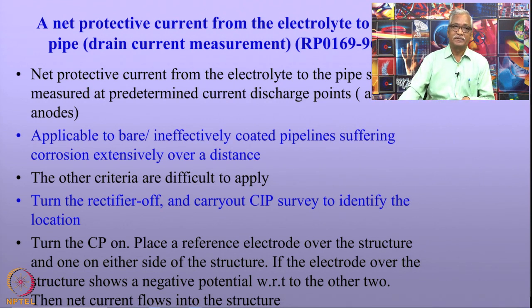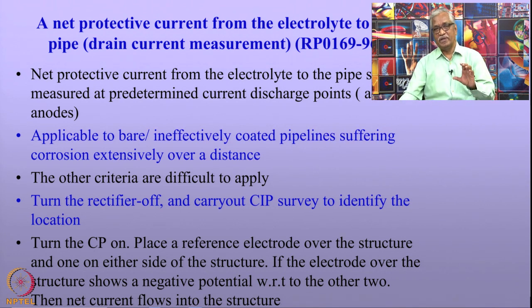How do you ensure that the net current enters the pipeline? For that, this procedure is applied. One turns on the cathodic protection systems, places a reference electrode just over the structure and two reference electrodes on either side of the structures. If the electrode over the structure shows negative potential with respect to the other two reference electrodes, then it is assumed that the current enters from the soil onto the pipeline. So, this is used in limited areas so that you can achieve localized cathodic protection of the structures.